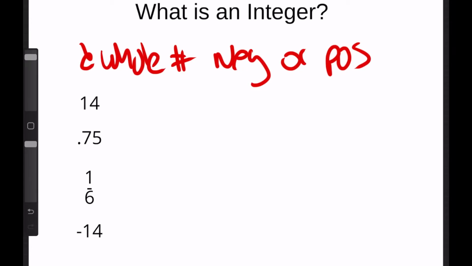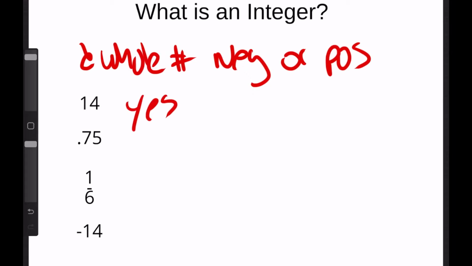So let's start with the first one, 14. Is 14 an integer? What do you think? Well, is it a whole number? It is 14 of something. Is it a decimal or a fraction? It's not. It's a whole number. So 14, we're going to say yes for integer.